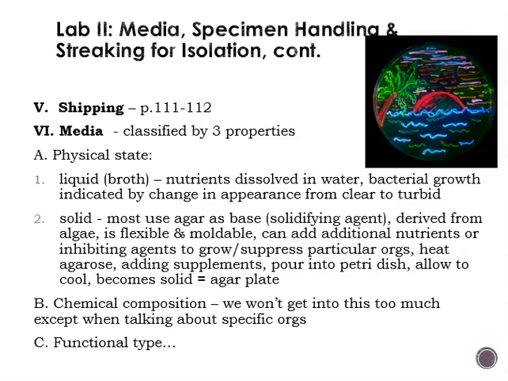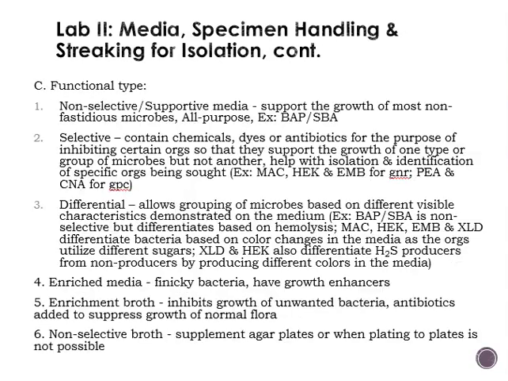And then functional types, so different functional types. So what are we using the media for? So we've got non-selective or supportive media that are going to support the growth of most non-fastidious microbes. So it's considered kind of an all-purpose media. So examples of this are your blood agar plate or sheep's blood agar. So those terms, that's what that stands for, and those are kind of interchangeable. So those are the standard non-selective media used in the United States.